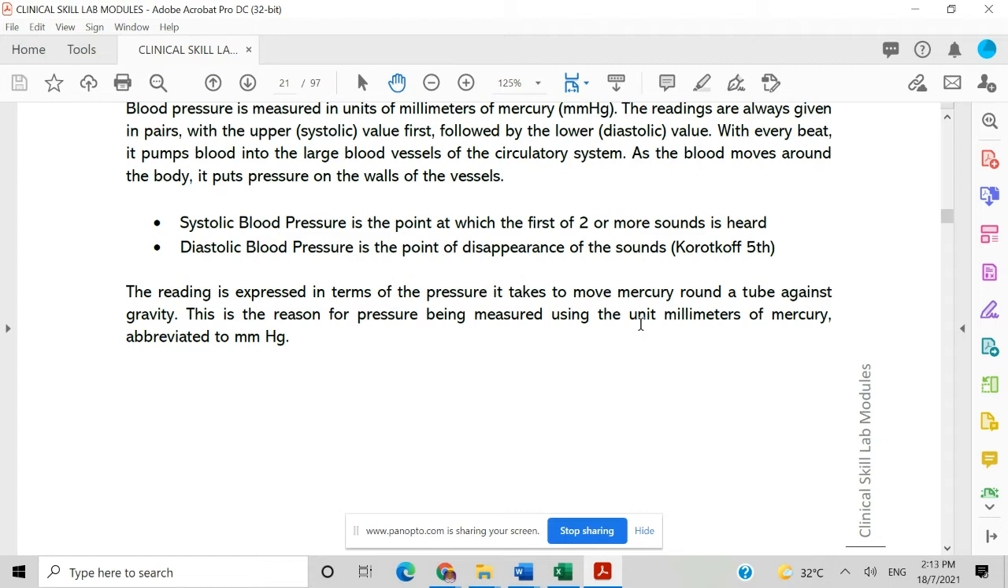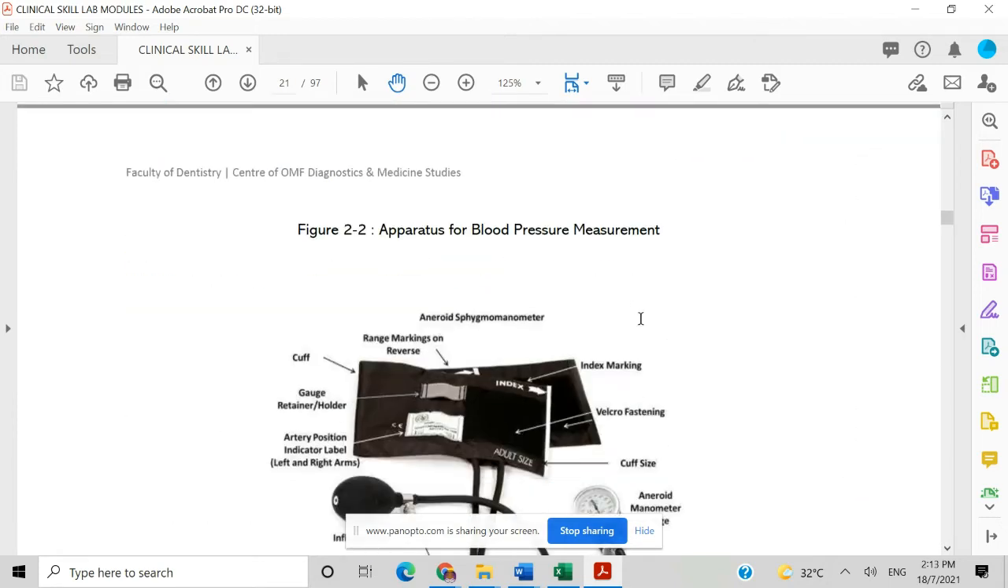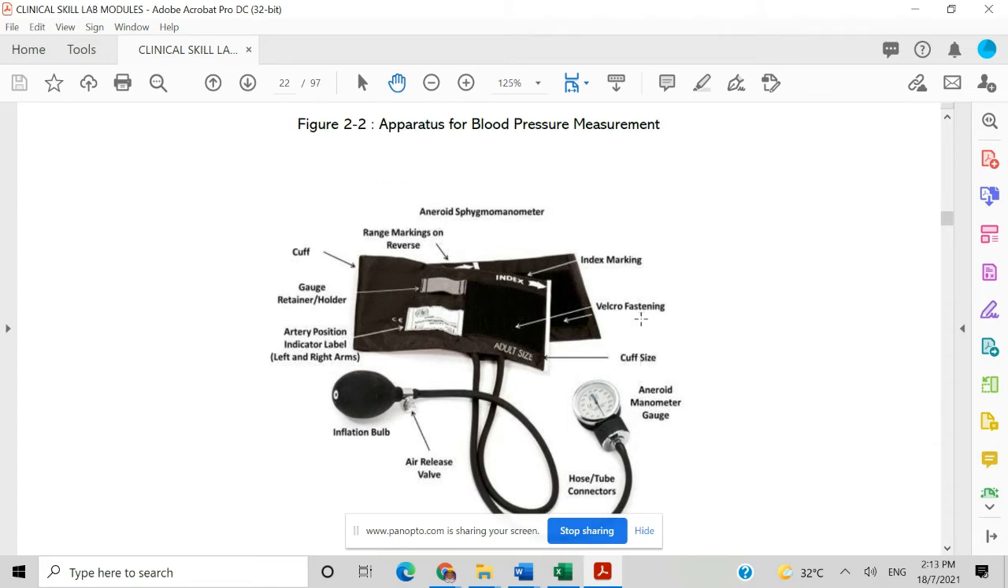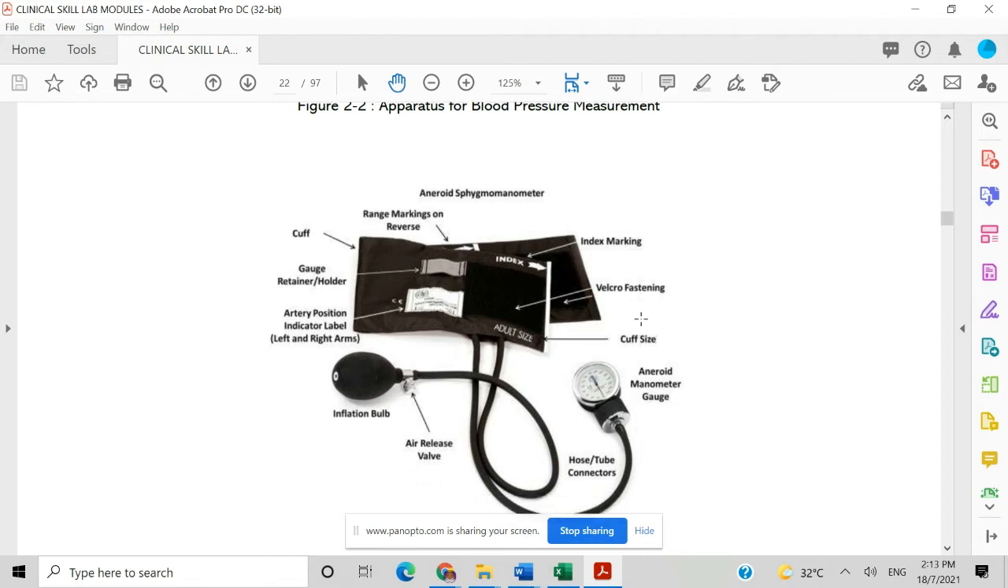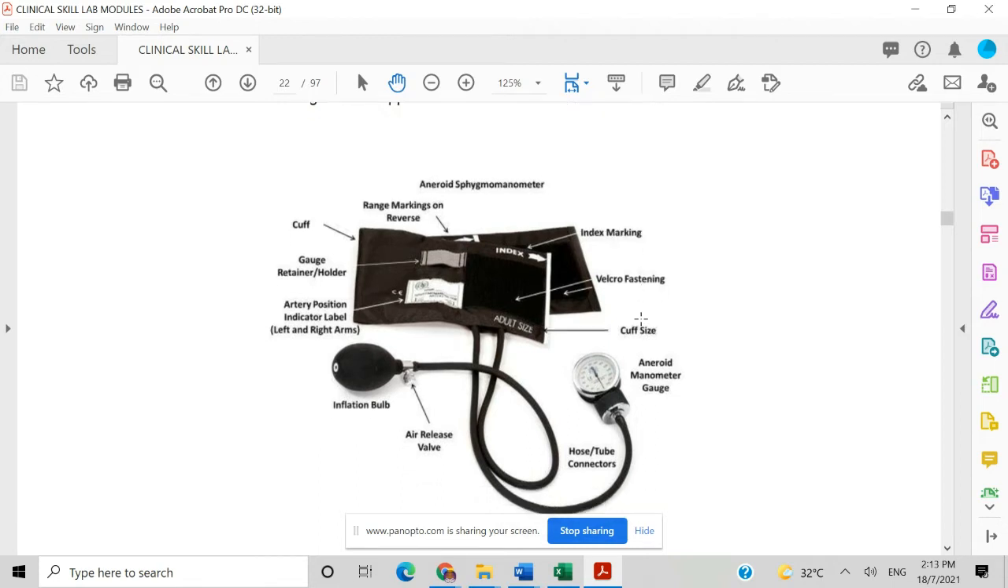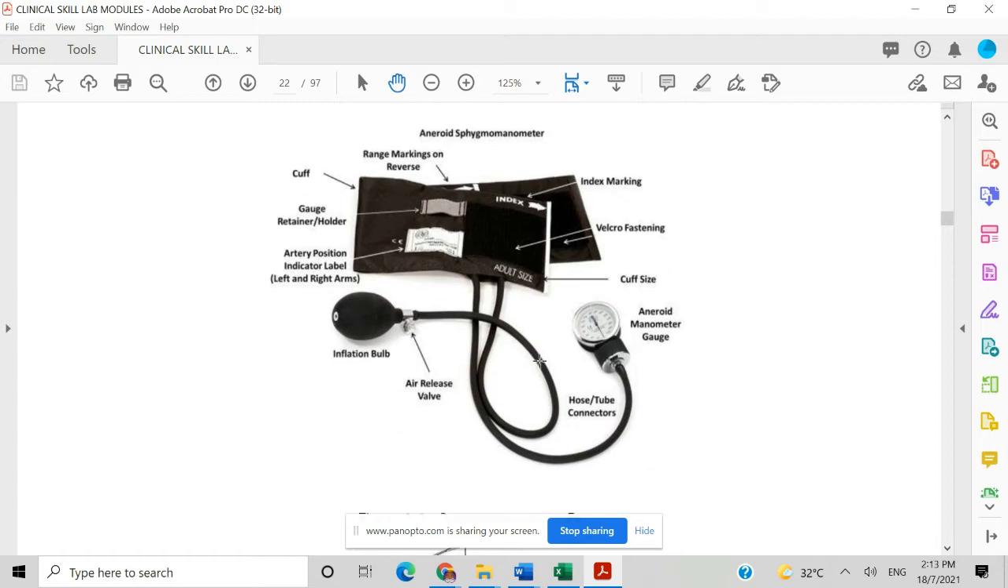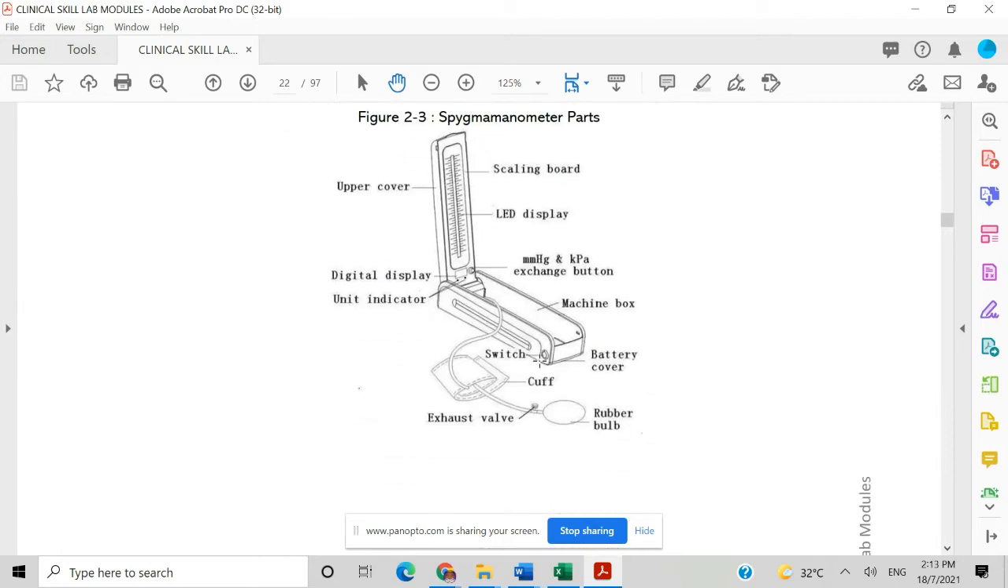So please do have a look at the videos, and the image here is showing the manual sphygmomanometer for taking the blood pressure. Many years ago, we only had this to measure blood pressure. We didn't have the electronic one. Nowadays we do have electronic ones, but manual is still considered one of the best and most accurate methods compared to the electronic ones.